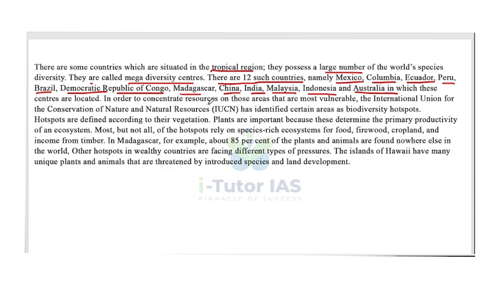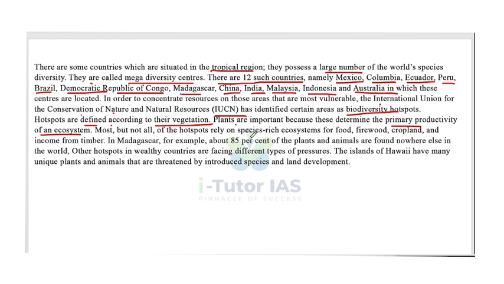In order to concentrate resources on those areas that are most vulnerable, the International Union for Conservation of Nature and Natural Resources, that is the IUCN, has identified certain areas as biodiversity hotspots. Hotspots are defined according to their vegetation. Plants are important because these determine the primary productivity of an ecosystem. So we know that plants are the primary producers of the ecosystem.